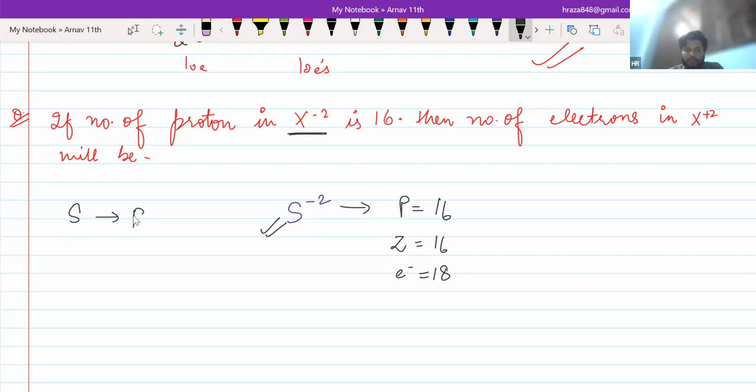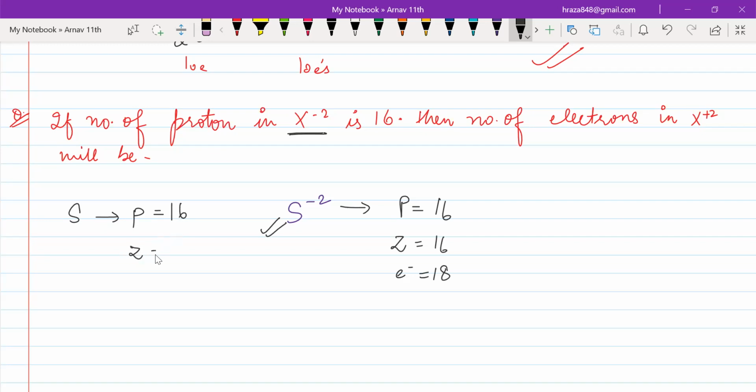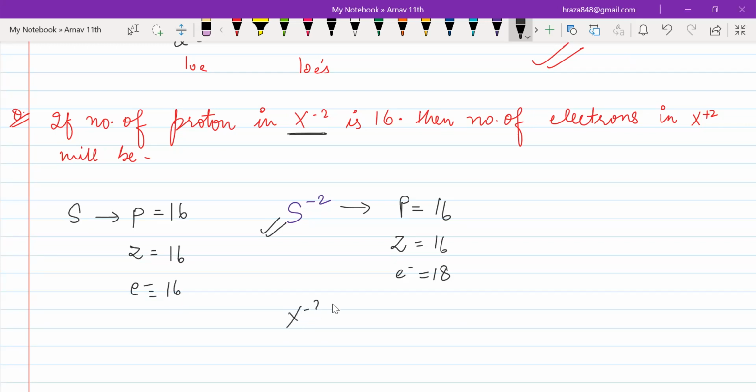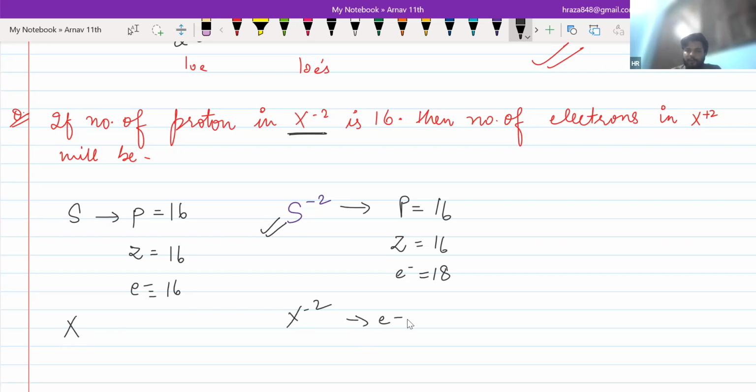Now tell me the answer. Sulfur. What is the number of protons? 16. What is the atomic number? 16. What is the number of electrons? 16. So what was the difference between this and this? Do you remember what you said? Electrons will be 16 here and electrons will be 14 here.